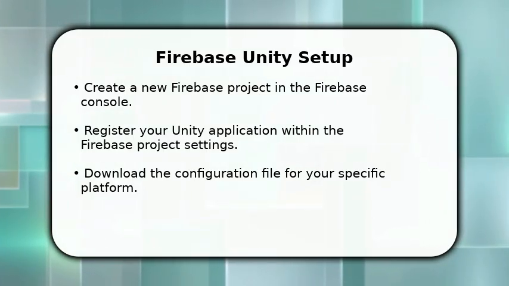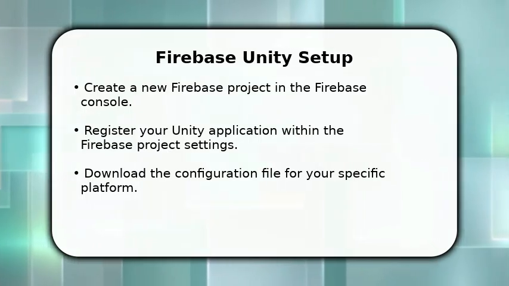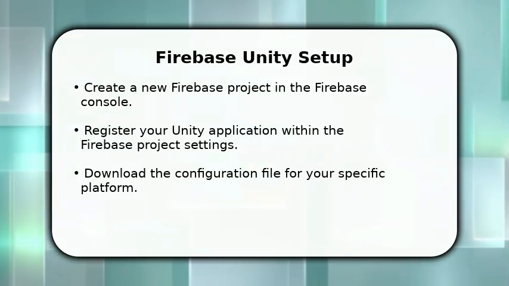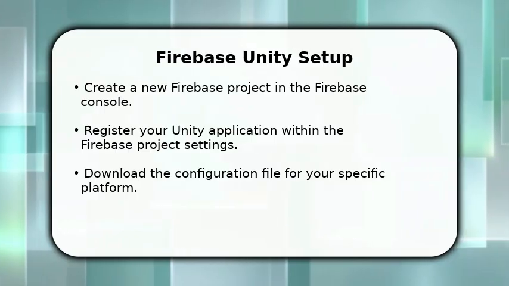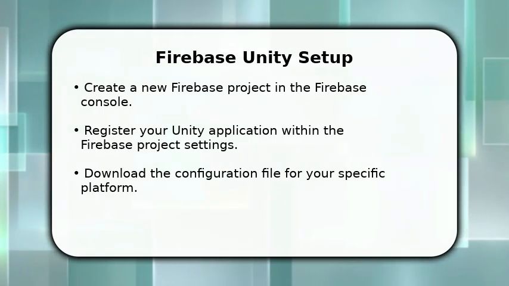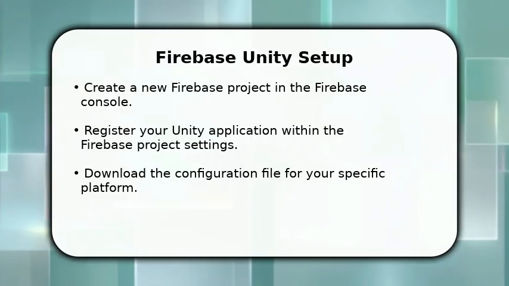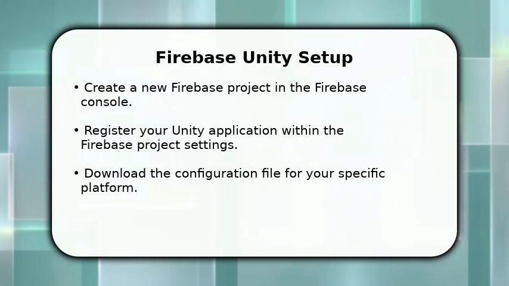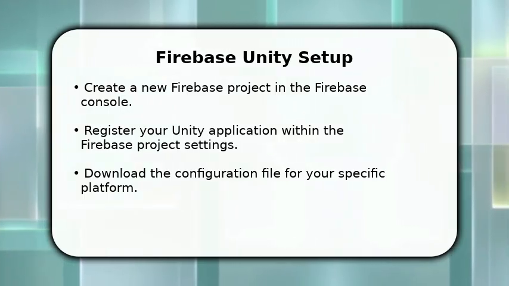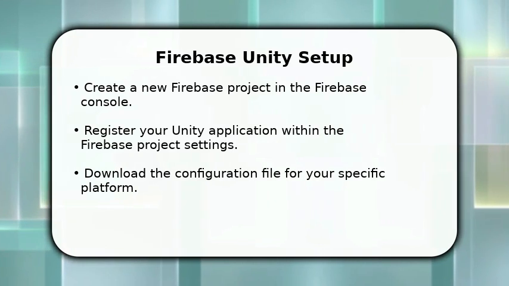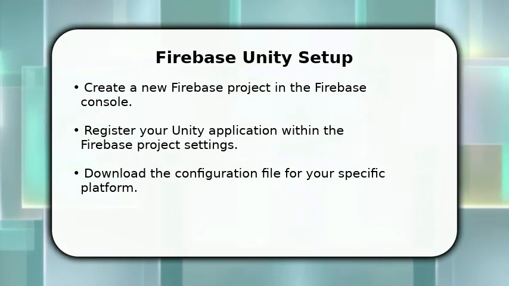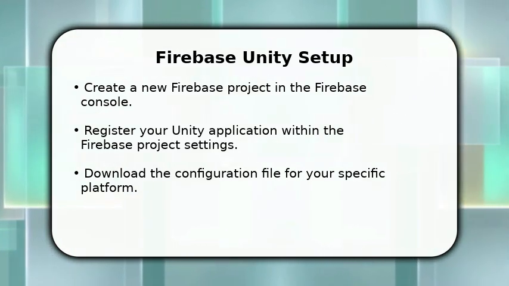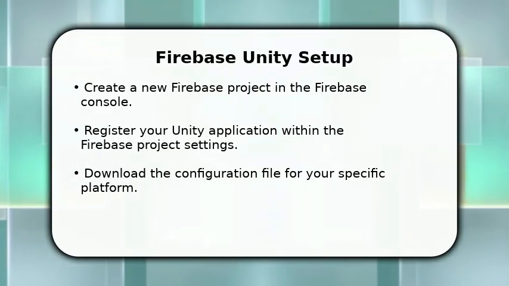Once your project is ready, register your Unity application by providing its package name for Android or bundle ID for iOS. After registration, download the platform-specific configuration file, either google-services.json for Android or GoogleService-Info.plist for iOS. This file is crucial for your Unity project to communicate with Firebase.